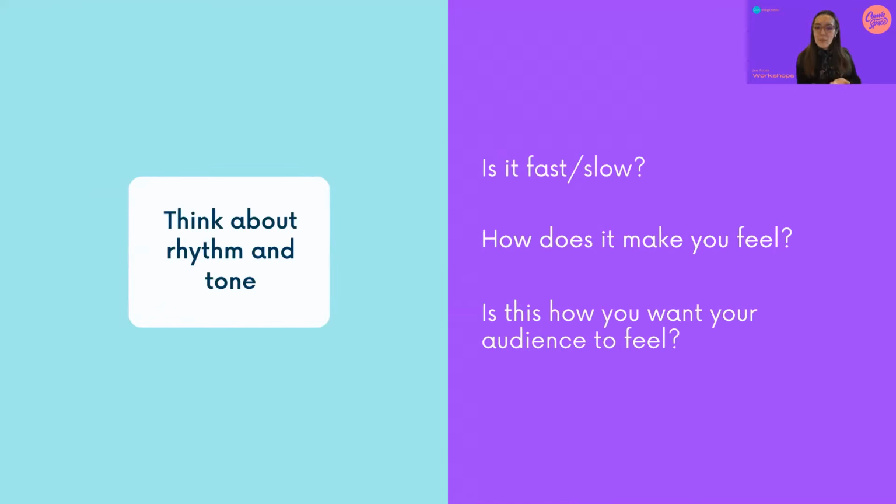Secondly, think about rhythm and tone. Is the music fast or is it slow? Faster music will most likely make audiences feel more upbeat, more on the go, more energetic, whereas slow music is probably more chilled, more relaxing or calming. So think about how the music track makes you feel, and most likely your audience will feel the same.